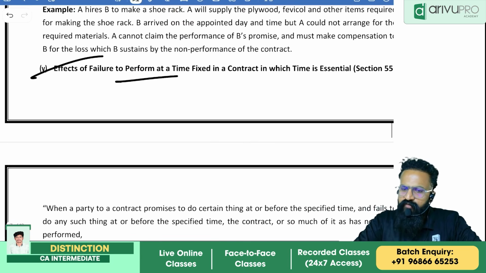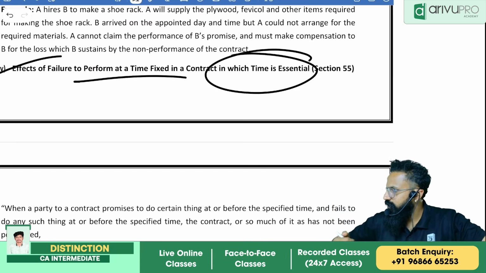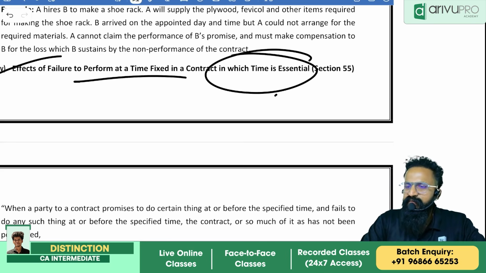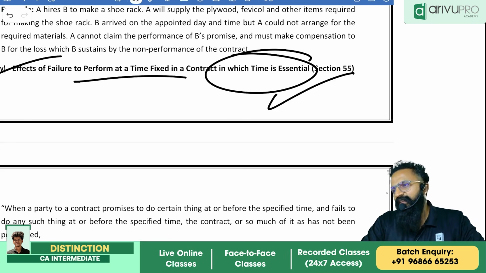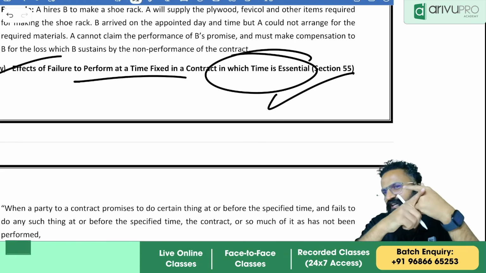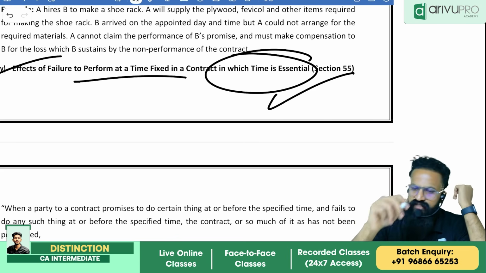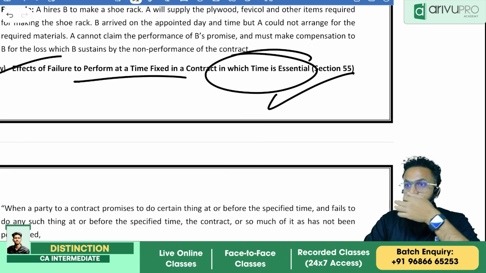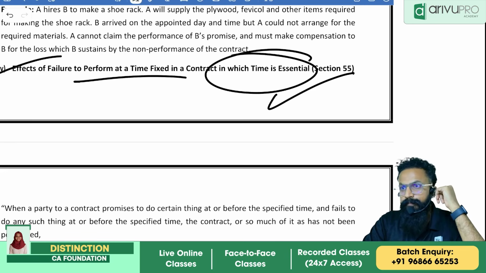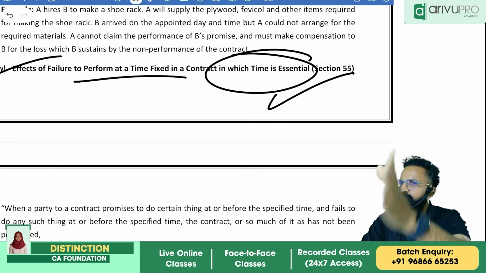Effect of failure to perform at a time fixed in the contract, where the time is essential. When time is essential, what happens? The contract is voidable. You can also claim compensation. If time is not essential, it is not voidable. The contract is valid. You cannot cancel it, but you can claim compensation, which is to be given by the other party. It can be 100 rupees. Correct. That's why the contract is valid. You cannot cancel it, but they will give you some compensation.